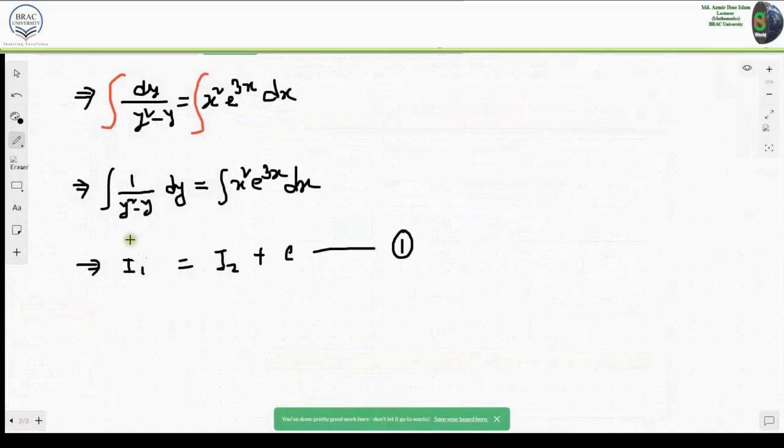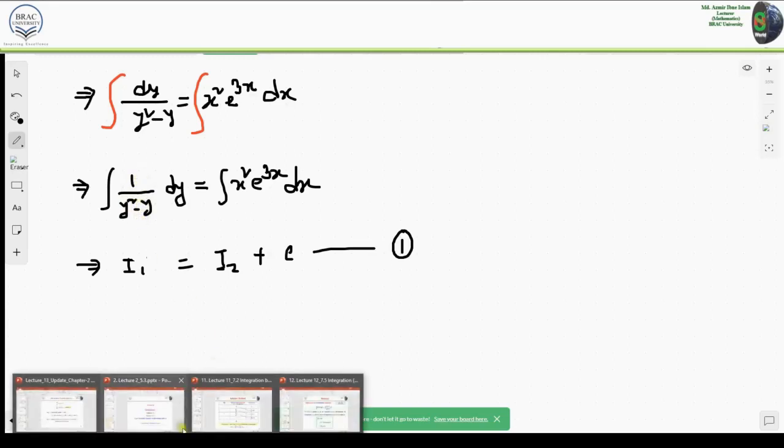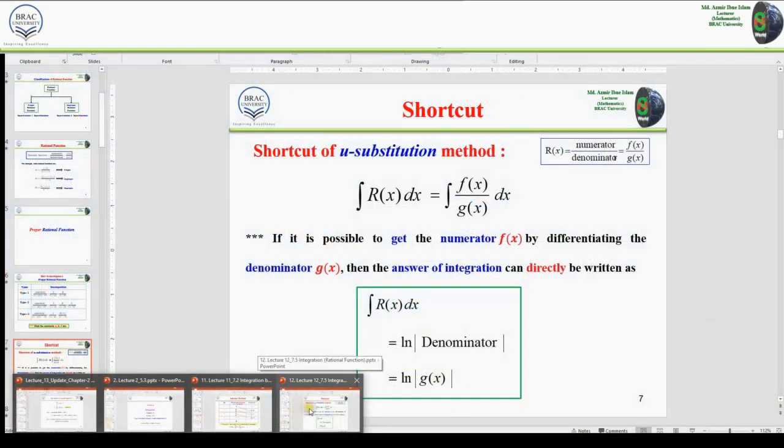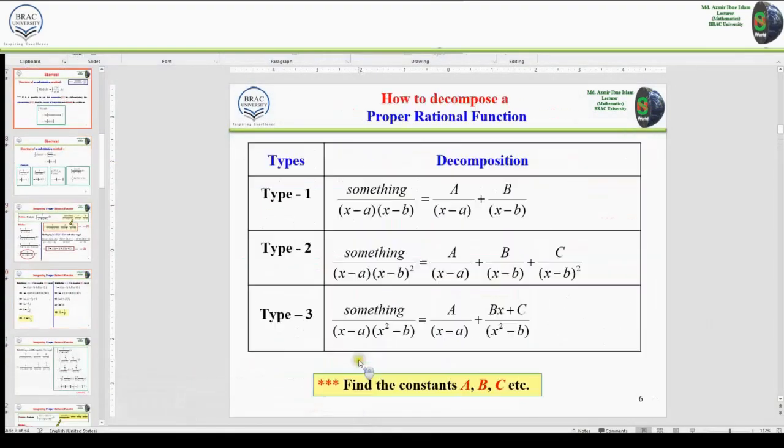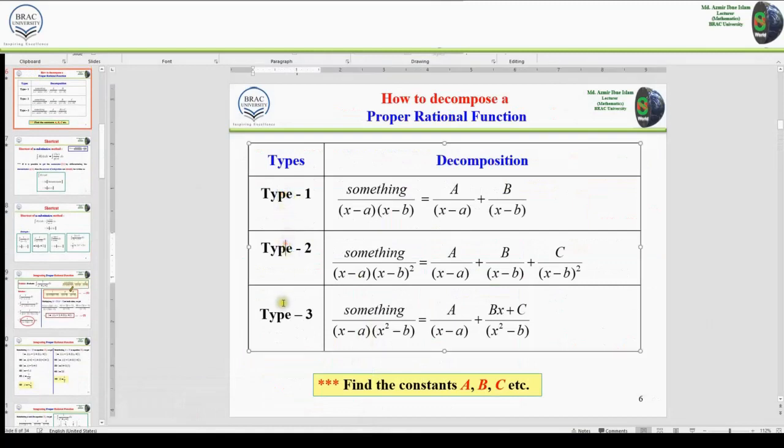On the left side we have another integral that is of proper rational type. In the upper part we have a 0 degree polynomial and in the lower part we have a second degree polynomial. Okay, so this is a proper rational function. So since we have a proper rational function here, we can easily use the method of partial fraction. That means type 1, type 2, type 3, any of the three types will be applied here.